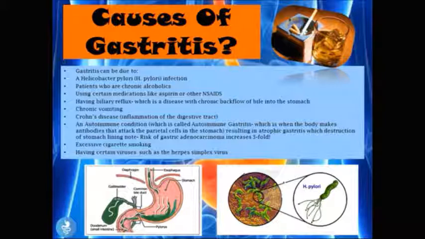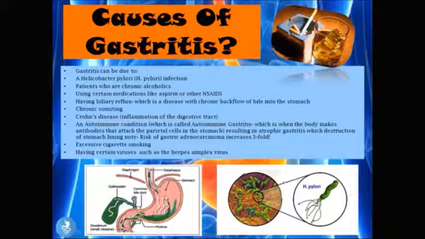Continuing with the causes for gastritis, we can also have excessive cigarette smoking and having certain viruses such as the herpes simplex virus, which can lead to gastritis. And below I just put in a picture of the gastritis, which is caused by having biliary reflux, and you can see that the bile empties in this part of the GI tract, which is the duodenum, but instead of it going and continuing down the GI tract, we have this backflow into the stomach.